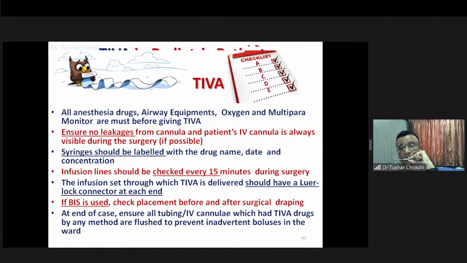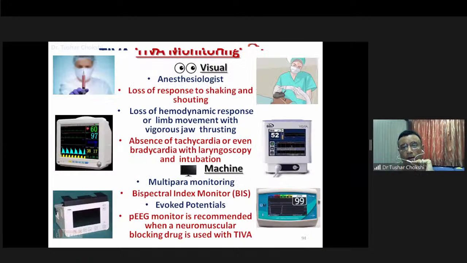Syringes should be labeled with drug name, date, and concentration. I am very particular about the labeling of all my TIVA drugs. The infusion line should be checked every 15 minutes. The infusion set through which TIVA is delivered should have a luer lock connector. It is not just that you put in IV sets and connect one end to the other, but you have to screw it. If TCI is used, check placement before and after surgical draping, and at the end, ensure all tubing and IV cannulas which had TIVA drugs by any method are flushed to prevent an inadvertent bolus in the ward.